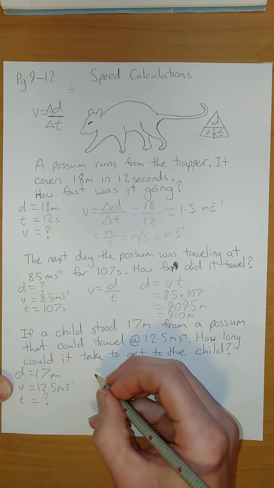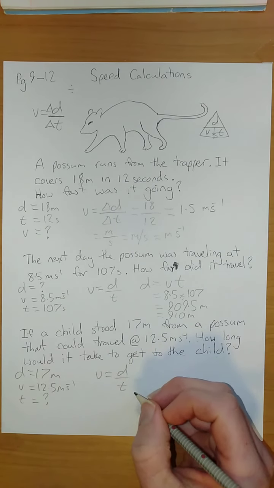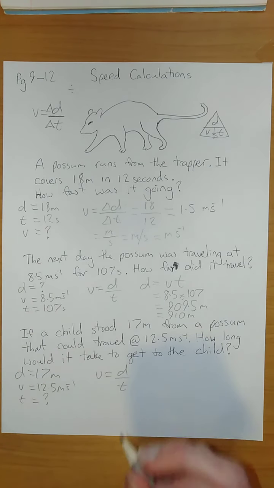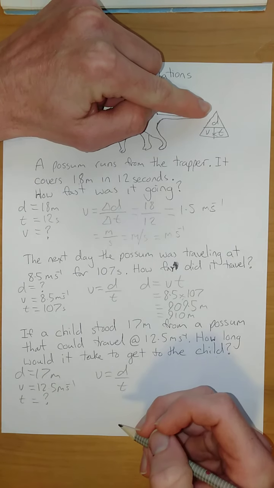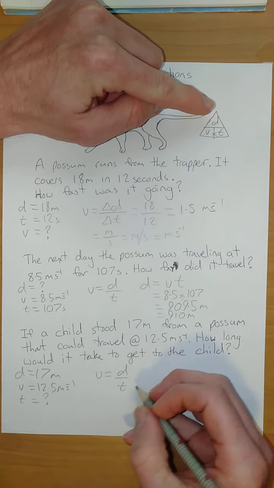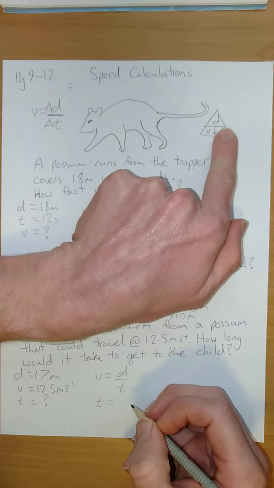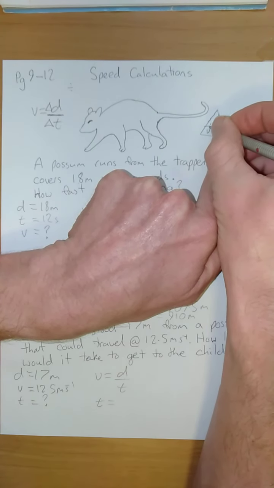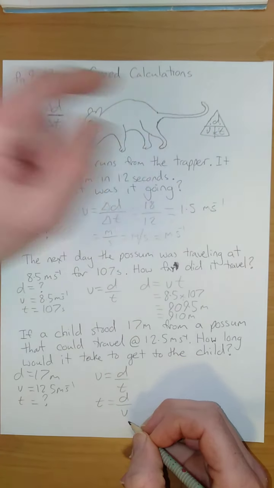And then we write down our formula. Velocity is equal to distance divided by time. Remember, you will be given that in your exam. You don't have to memorize that or any of the formulas, but you do need to know how to rearrange them. So now we come back up to our triangle up here, and you can see we want to make time the subject. So what does time equal? So we cover up time, and you can see it's distance divided by velocity. So it's going to be distance divided by velocity.